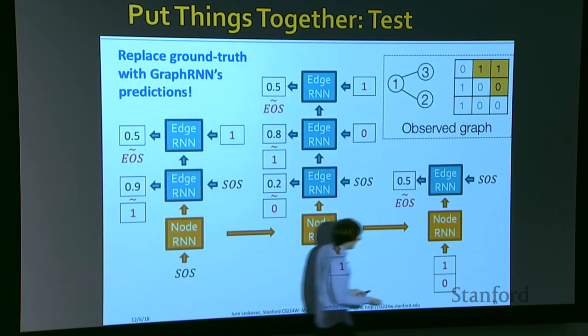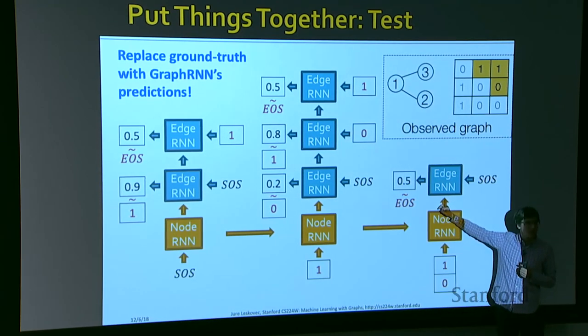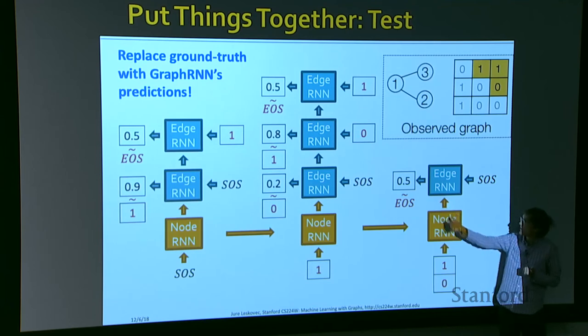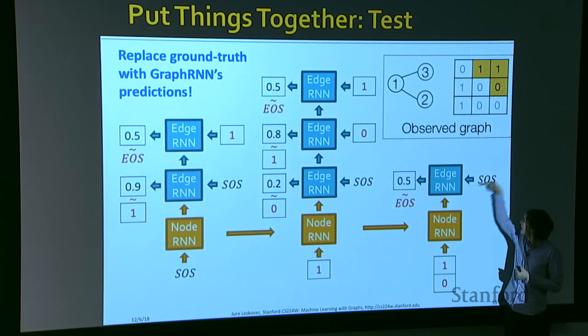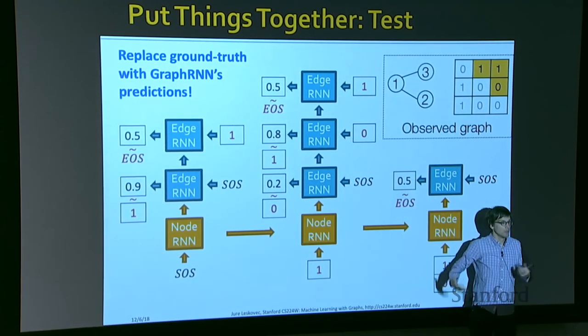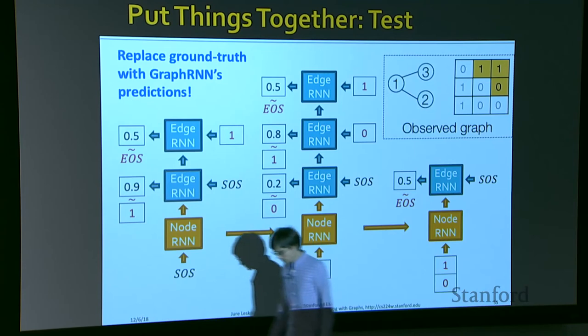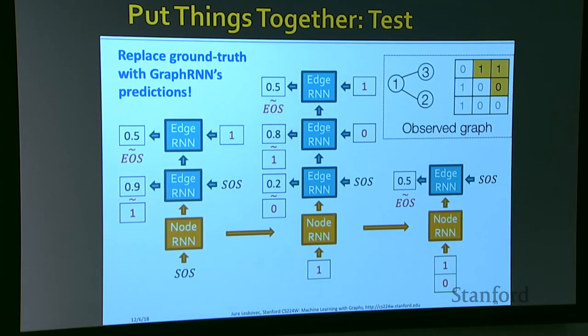How would you, for example, decide? You can decide that here you are generating an end of sequence, or another way to think of it: if the output here and the input here give you the end of sequence type event, you will stop. Right, so that's how you do it. You need to know how to explicitly stop at the node level.